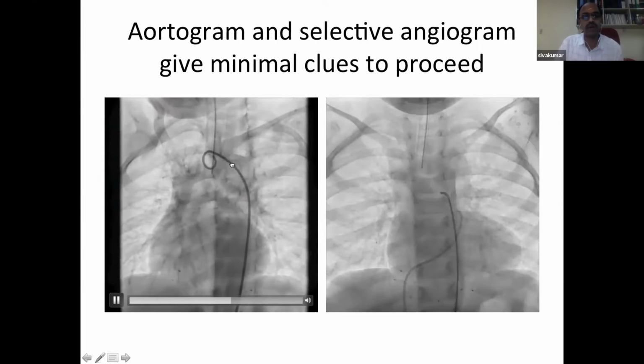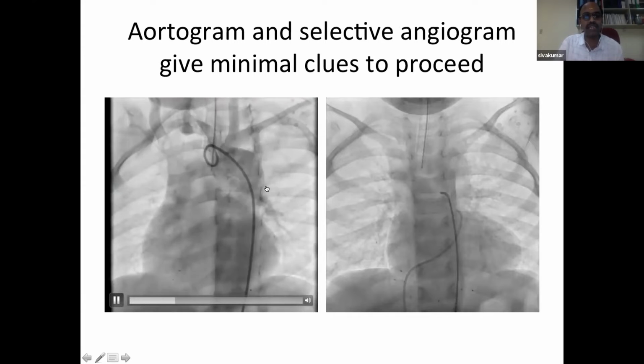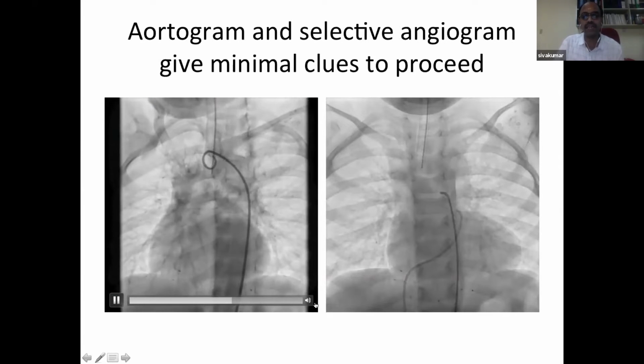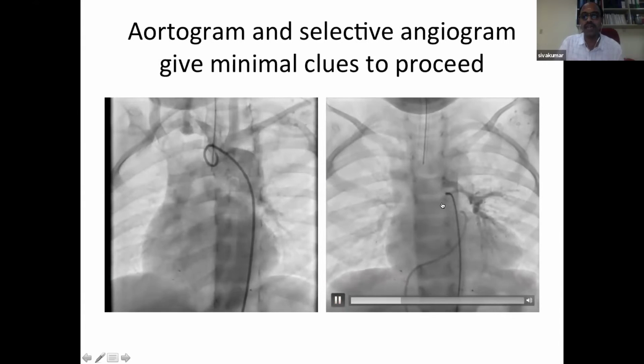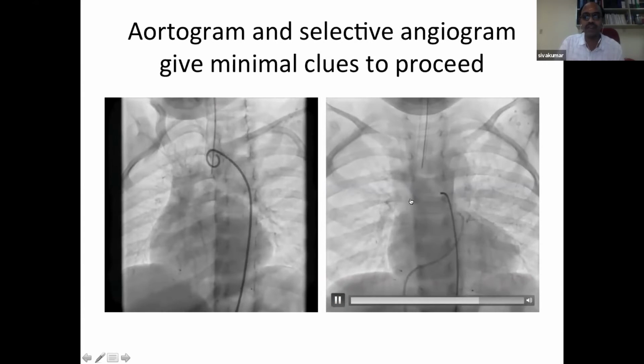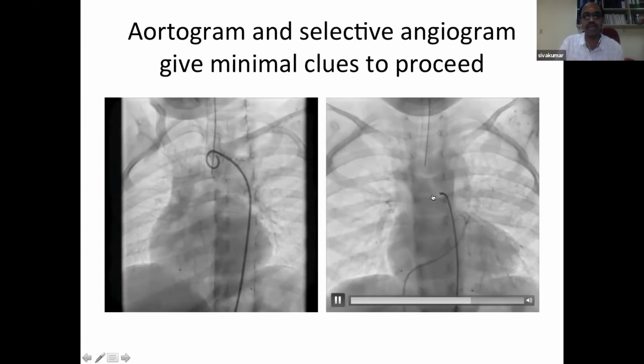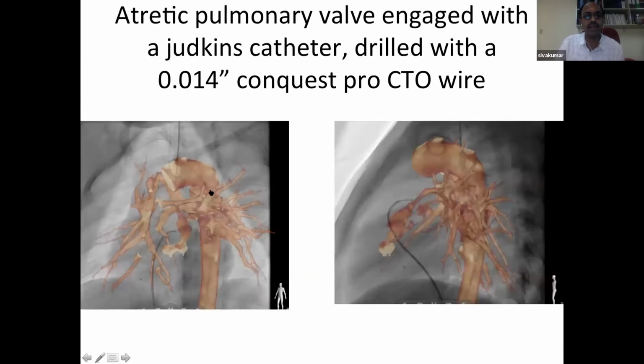You can appreciate one aortogram which hardly fills any structure because of the stenotic epicollaterals. We get a very poor delineation, and then you do a selective angiography. We see a faint seagull sign of the branch pulmonary arteries here, and this is what normally we get. But now we have already fused it.